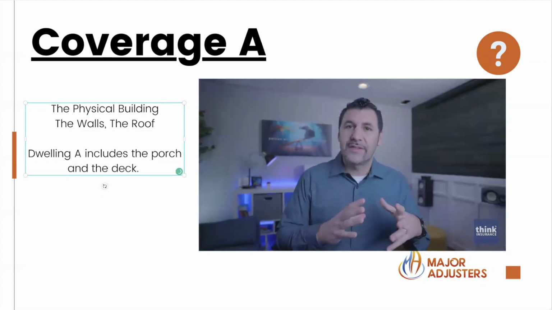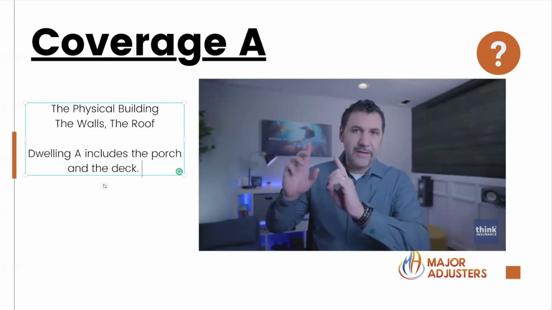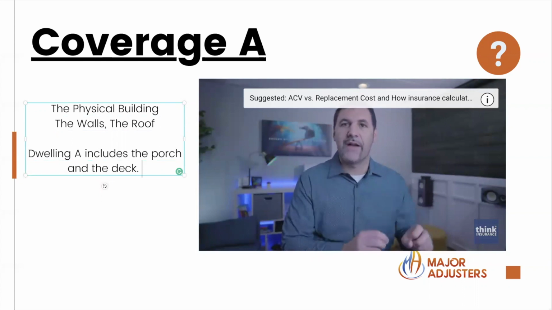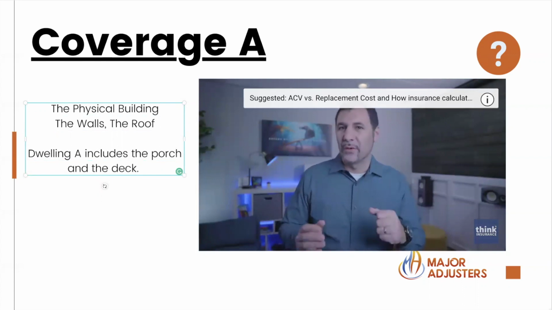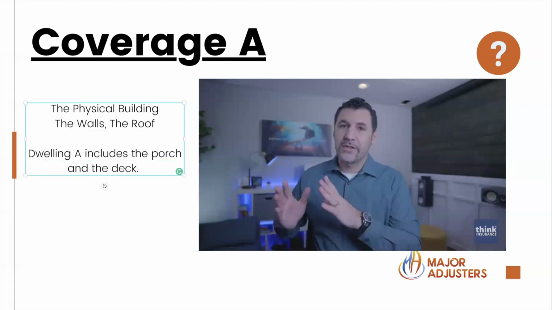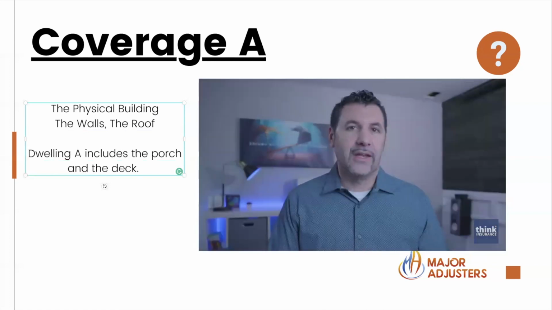Now there's a couple ways that companies calculate this. Not to pull you out of the series, but save the link up here if you want to go over what's called actual cash value versus replacement cost. We're just going to talk about the replacement cost portion of it because this is how you determine what your Dwelling A should be. This is the replacement cost of your home. It's pretty simple to do.